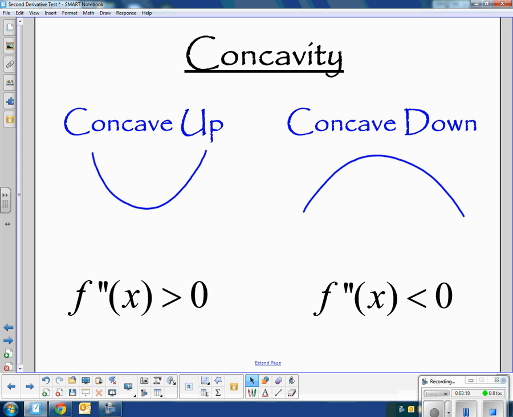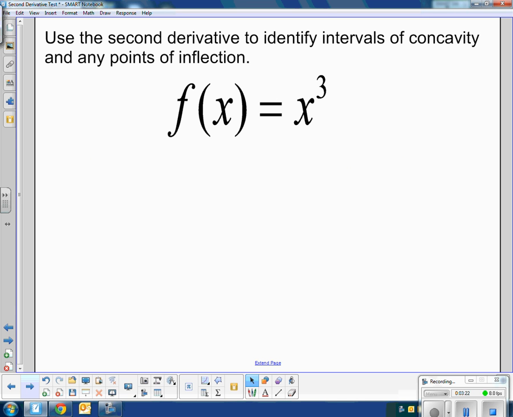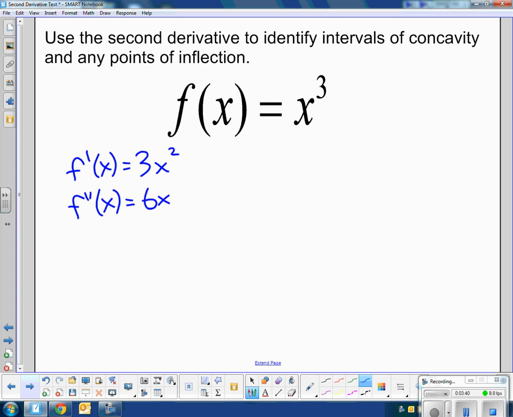So let's take a look at a function and how we would use the second derivative test to identify intervals of concavity. So first thing we need to do is get down to the second derivative level. So first derivative would be 3x squared. My second derivative, 6x. So what we need to do, again, is find our possible points of inflection. Our possible points of inflection happen when our second derivative, 6x, is equal to 0 or undefined. 6x is not undefined because it is not a fraction. Undefined terms come in a fraction. So if 6x equals 0, that means that x could equal 0.